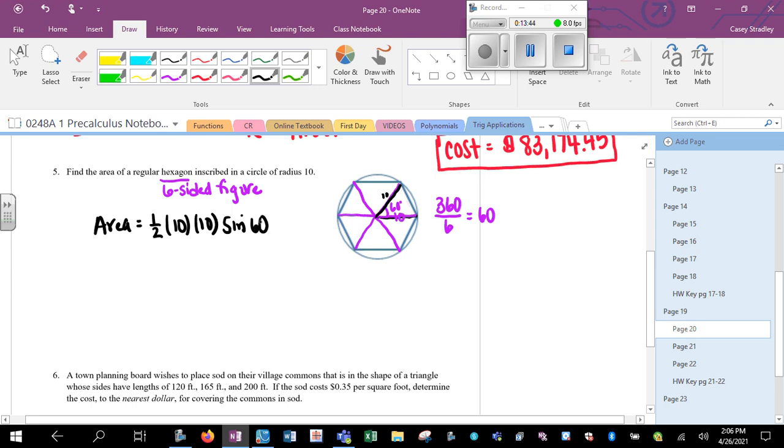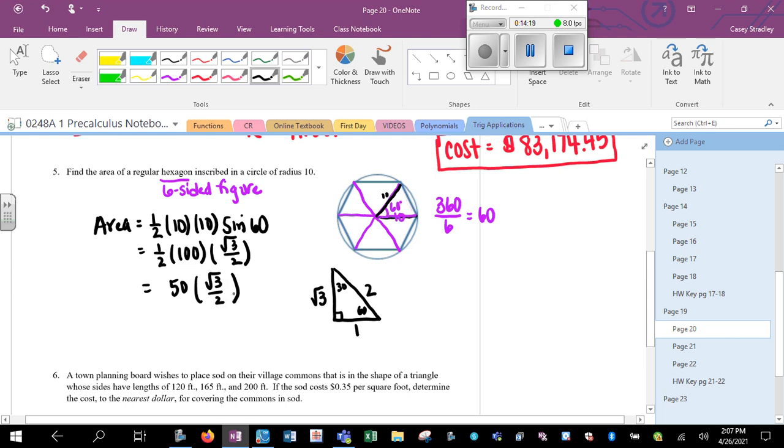Even though I know the sine of 60 degrees, I could still use my calculator. But since there's no rounding in this question, I'm going to go back to some right triangle trig, good review for us. And I'm going to draw myself a 30, 60, 90 triangle. Opposite of 60 degrees is √3. So sine of 60 is √3 over 2. So half of 100 is 50 times √3 over 2. Looks like the area of our triangle is 50√3 over 2.